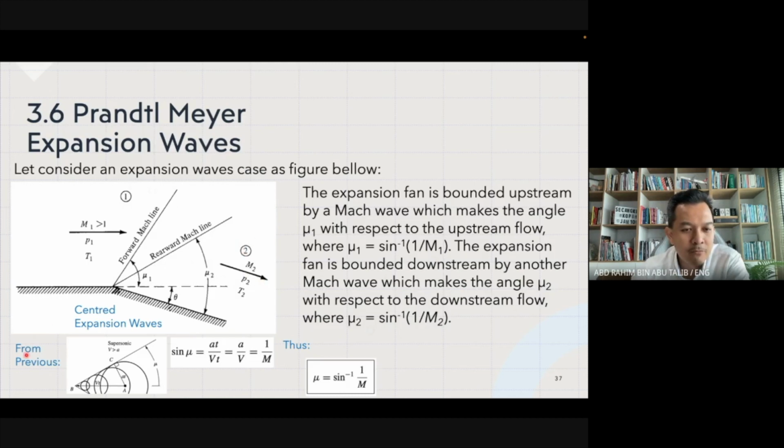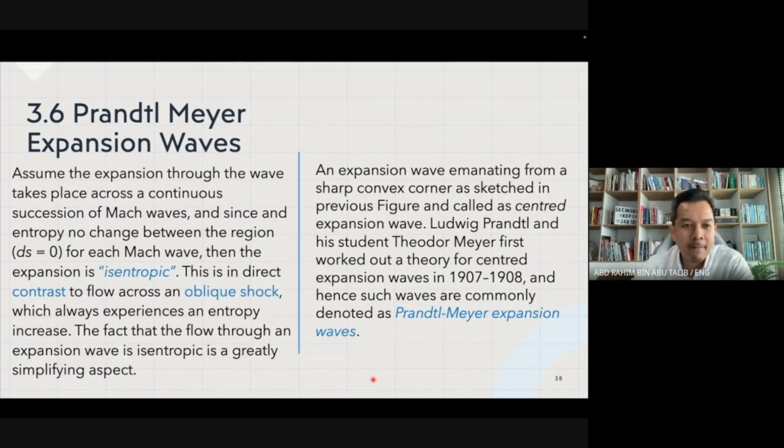So we know that from our previous oblique shock lesson, right? So we can also write sine mu equal to 1 over the Mach number, where mu equals sine to the power minus 1 of 1 over the Mach number. So assume the expansion through the wave takes place across a continuous succession of Mach waves.